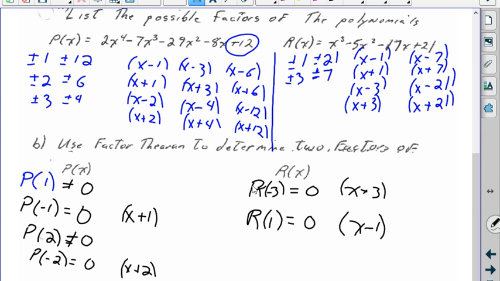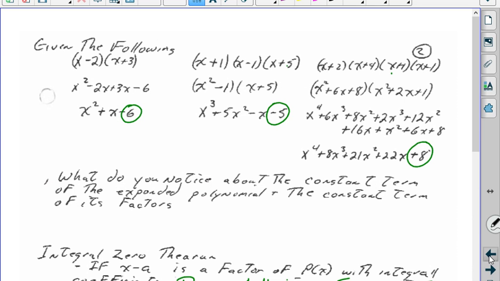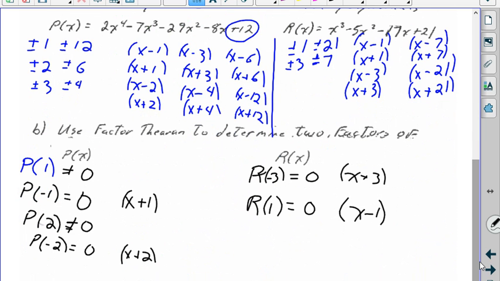We're going to ask you to factor fully. Okay? So this is the same question. We have a 0, and we're going to factor that. We already did this: find a 0, and therefore the factor, using the integral zero theorem. We found 2 back here. We only needed to find one of these. Okay, it's a different question.